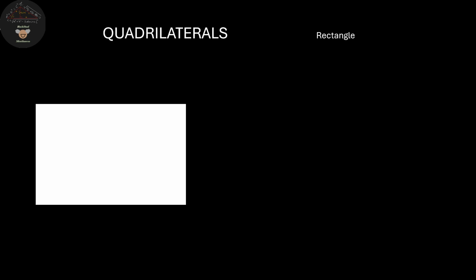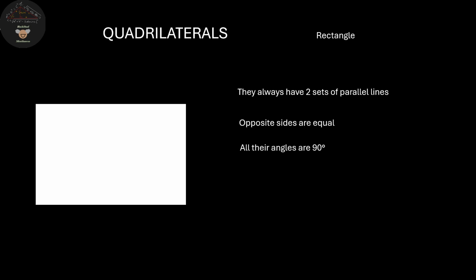Next we've got a rectangle. A rectangle also must have two sets of parallel lines. And you can tell which ones are the parallel lines now, since you know what they are. Opposite sides must also be equal, as we can see here. And all angles must also be 90 degrees.